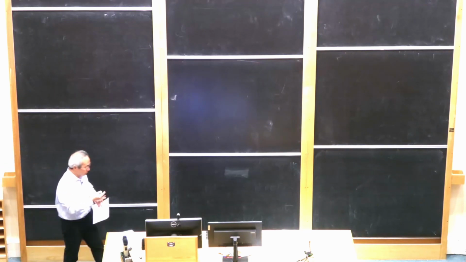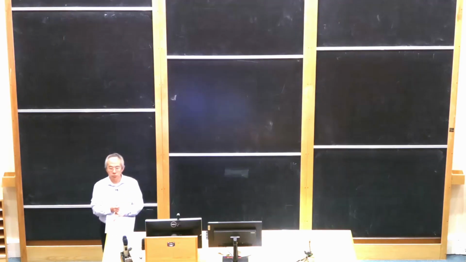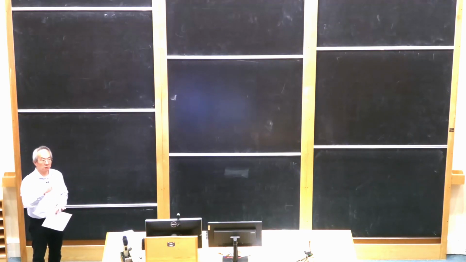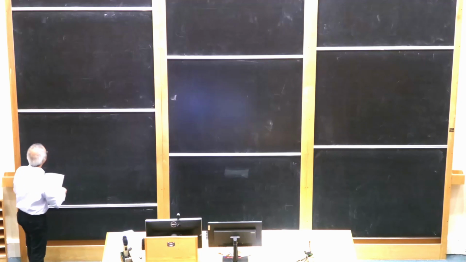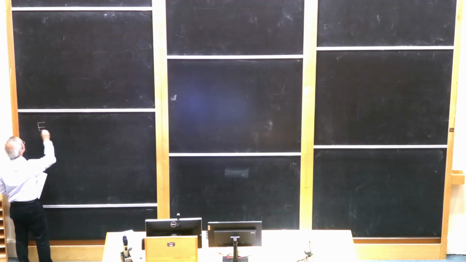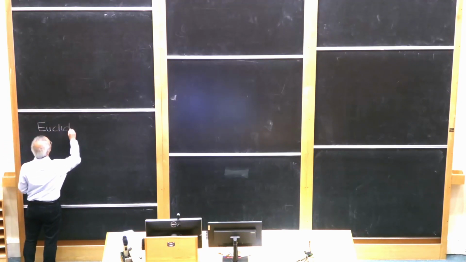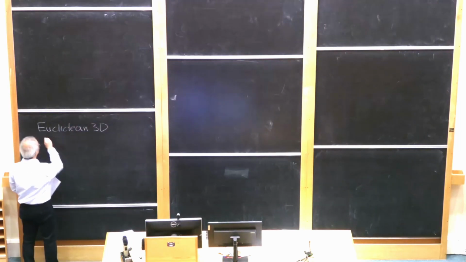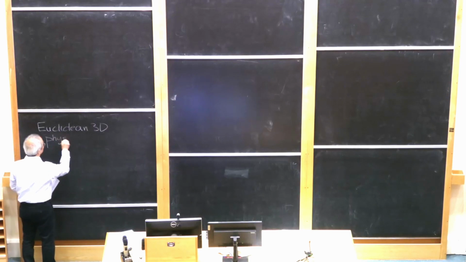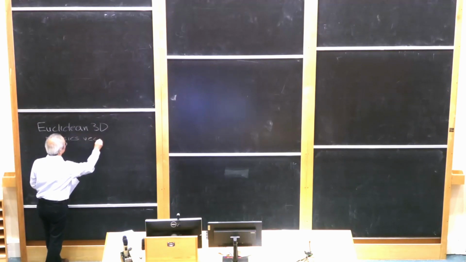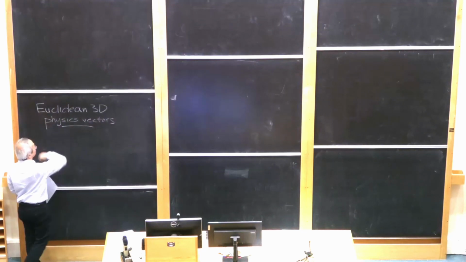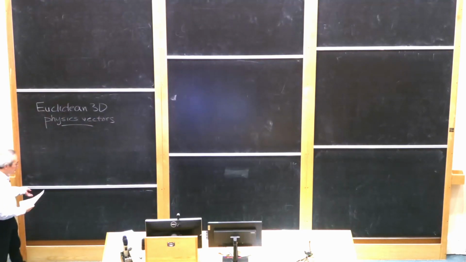Last week we were covering a lot of stuff related to geometry, and at the very last moment we narrowed ourselves down to 3D Euclidean space. So let's stay there for a little bit. We'll do Euclidean 3D physics vectors, or physics objects. We'll get to other things pretty soon. The vectors are pretty well known.